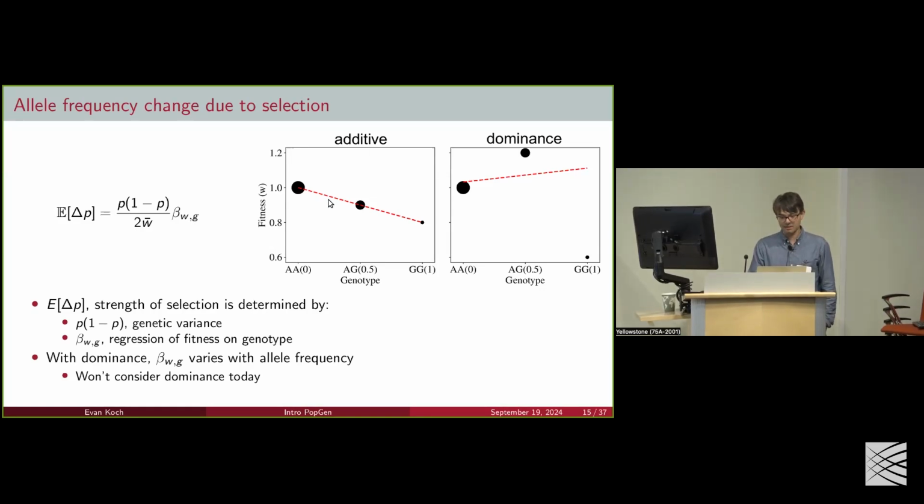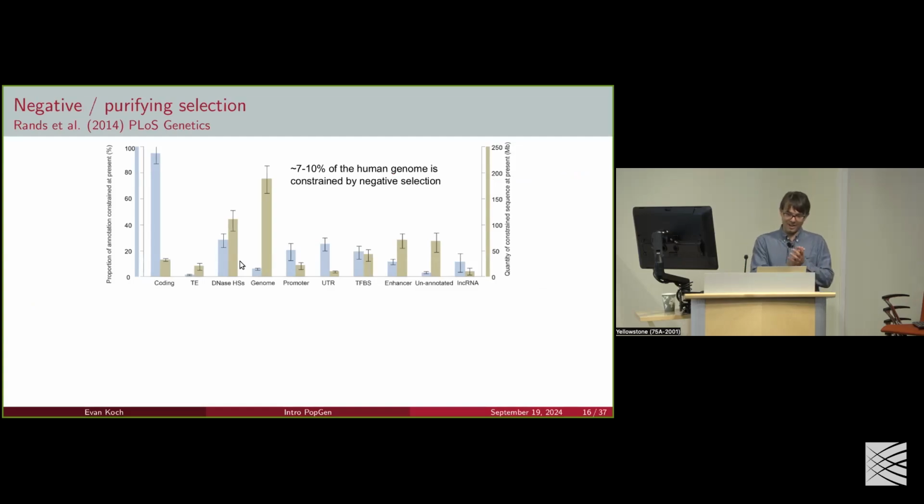And so things can be additive if there's simply a linear relationship between genotype and fitness, or you can have more complicated dominance relationships, where those fitness values don't necessarily have a simple relationship with genotype. Yeah, so right, a lot of the genome is constrained, as the question asker had asked. There are various estimates of this, but let's say that maybe approximately 7 to 10% of the human genome is constrained by what we would call negative selection. This can vary a lot from coding regions where it's really, really high to transposable elements where it's almost entirely absent. But a large proportion of the human genome is subject to some amount of negative selection.